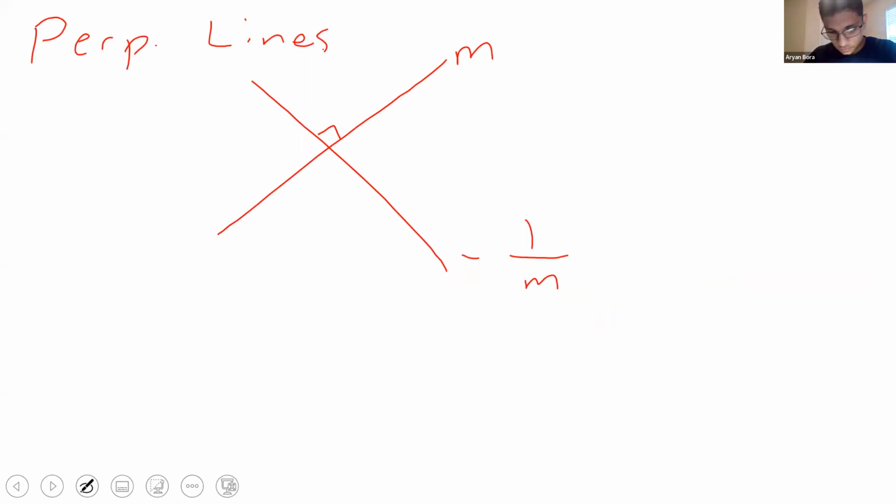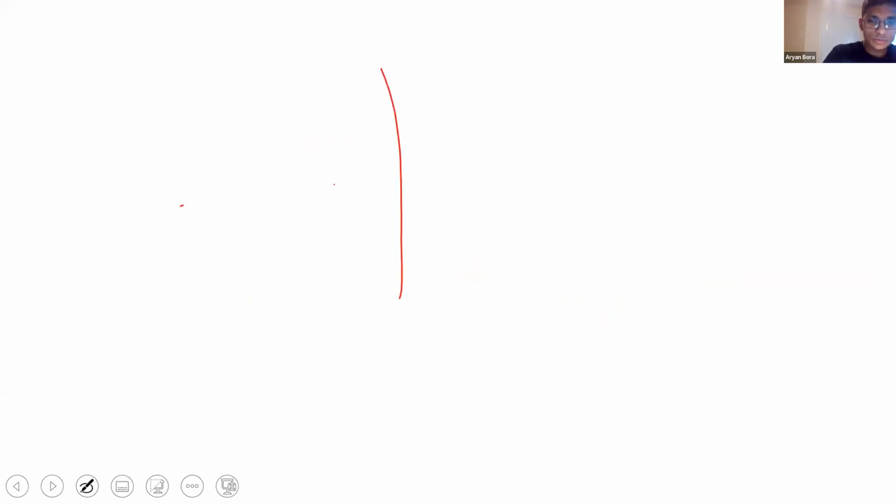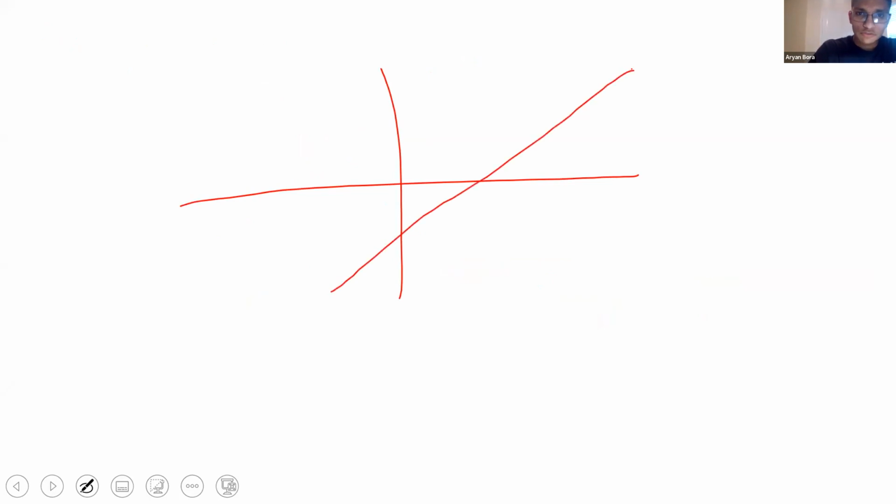Awesome. One last thing, which will be a little bit more relevant later. If this line makes an angle theta with the x-axis, then the slope of this line is equal to tangent of theta.